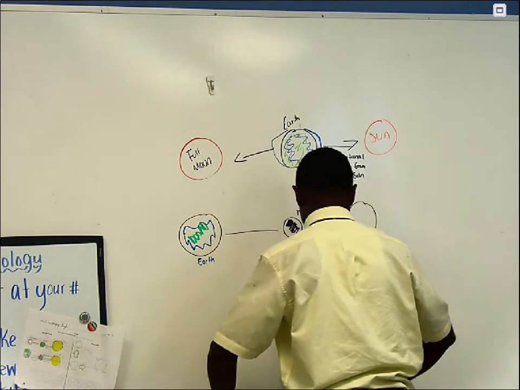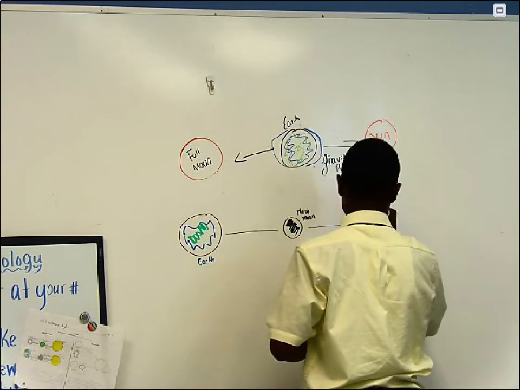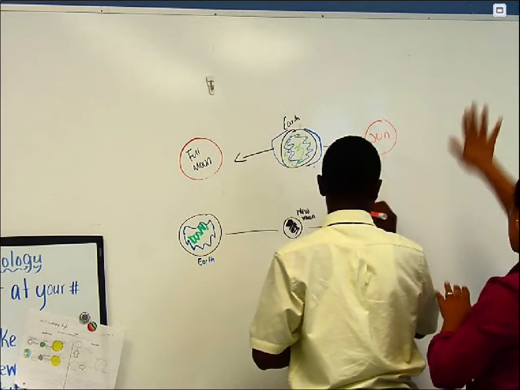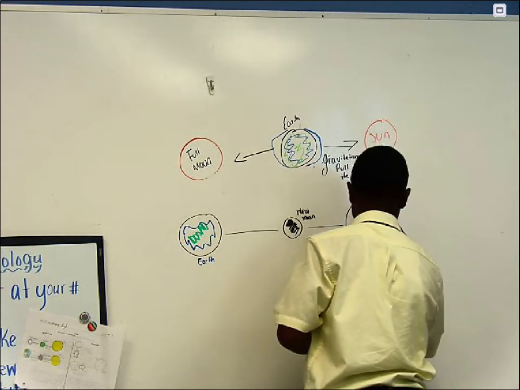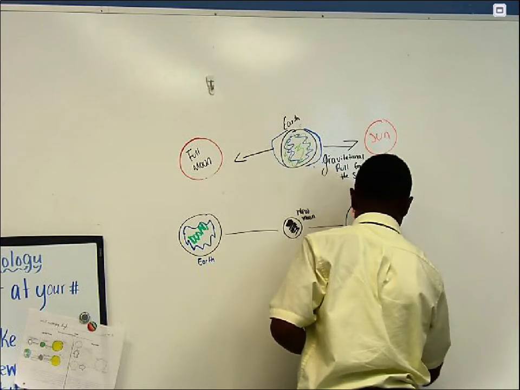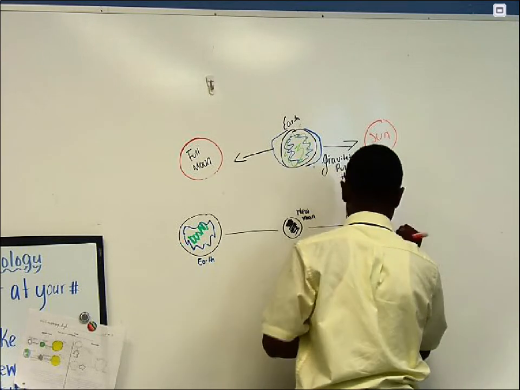While Isaiah is drawing, let me do some review here. If we were on this side of the earth, keep drawing, Isaiah, this side of the earth, and it was nighttime, what would we see outside? Would we see the moon? No, because the sun is right here. We wouldn't see the moon because what type of moon is it?